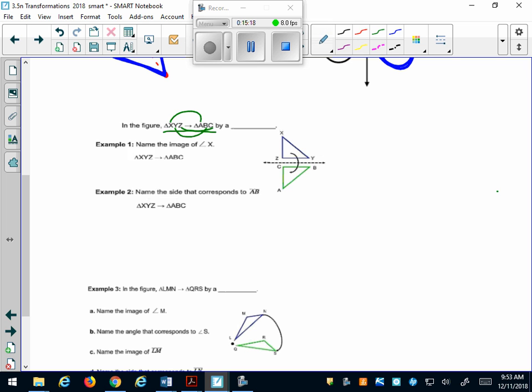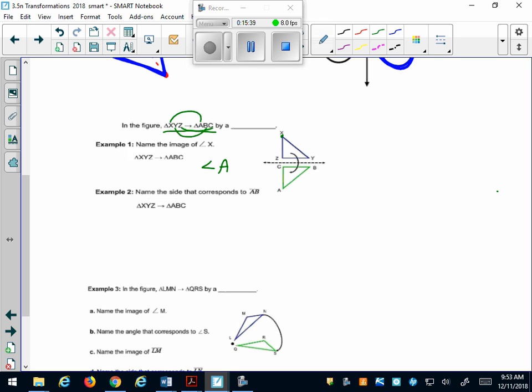So what is the image of angle X? So X is our pre-image. What does X become, in other words? Which point? A. So angle X becomes angle A. So that is the image of angle X.